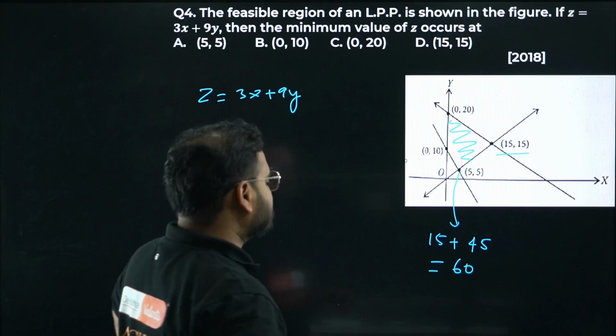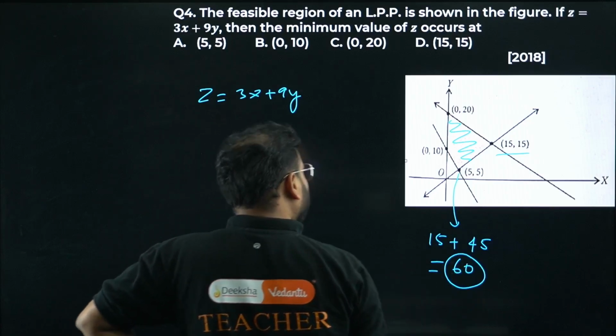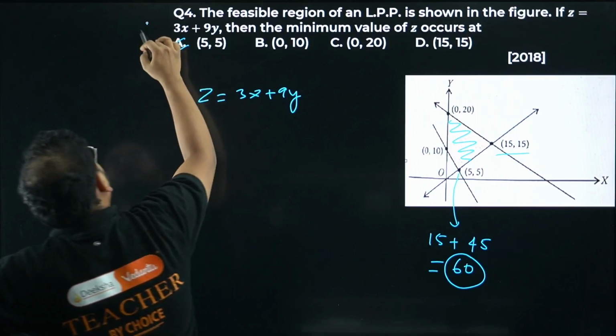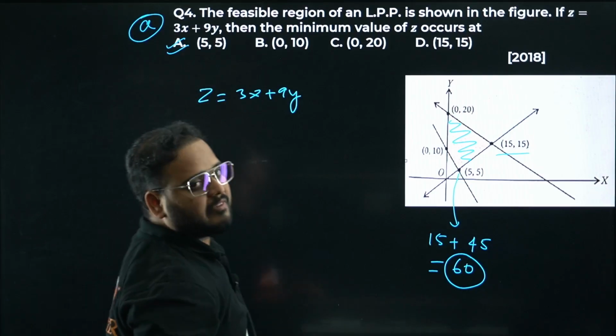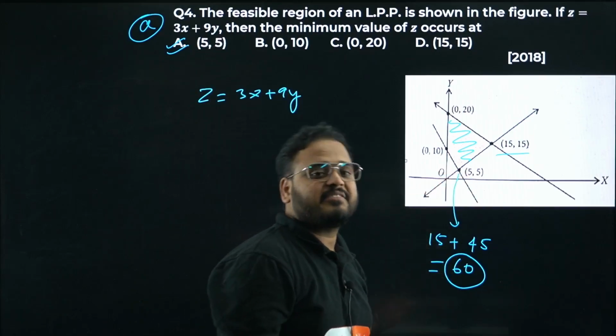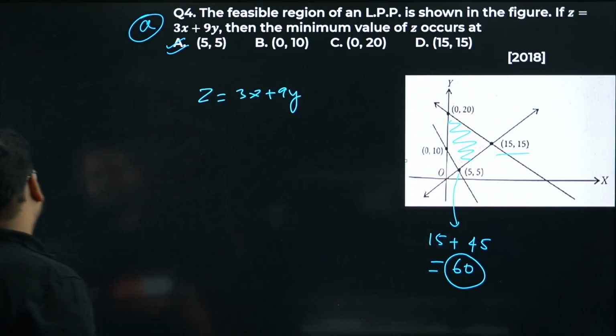So your answer is going to be what? 60. Looking for the minimum value, it is 60. The point they are looking for, so point A is the correct answer. The point is (5, 5). So the minimum of this objective function z exists at the point (5, 5). Okay, 4th is done.